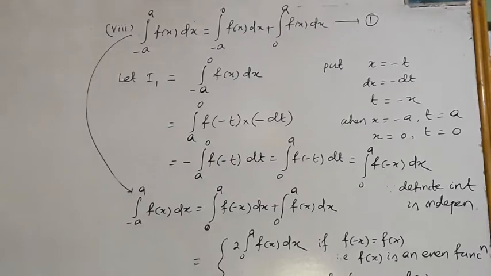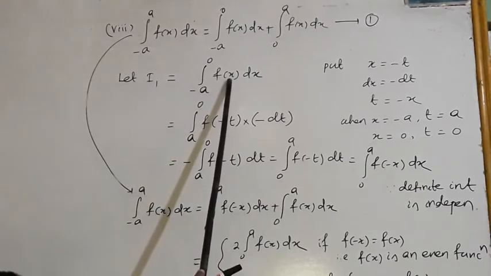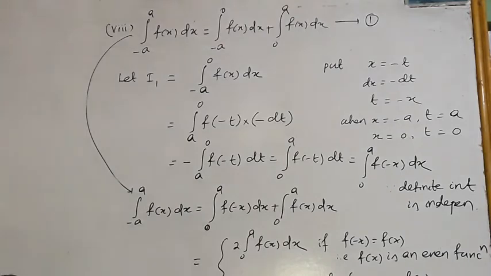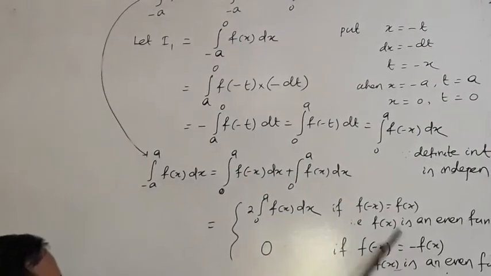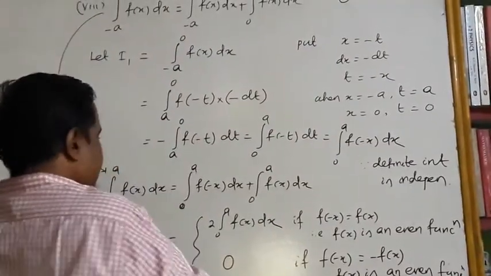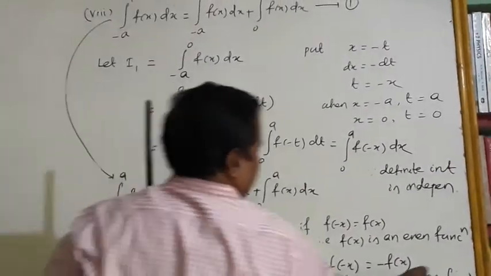Look at here. Looking properly. Put x is equal to minus t. Why will you put x is equal to minus t? You should observe: for an odd function, f of minus x is minus fx; for an even function, f of minus x is fx.